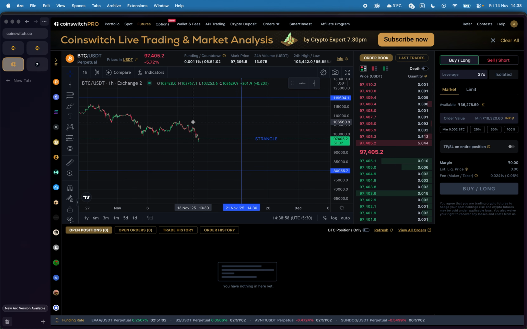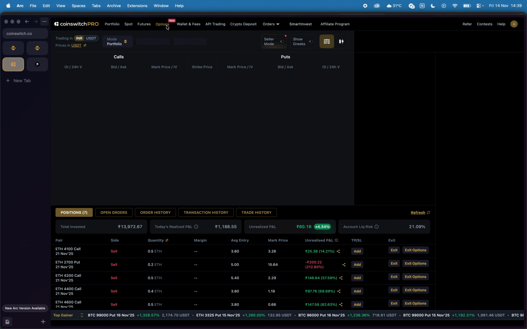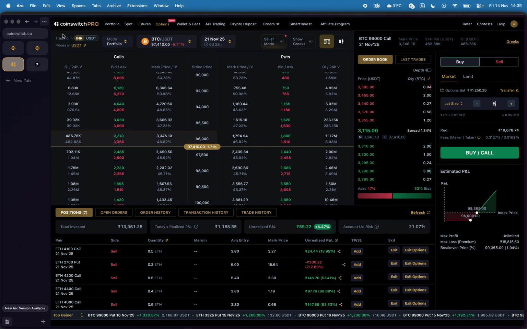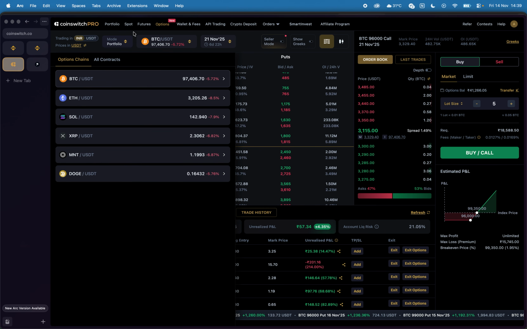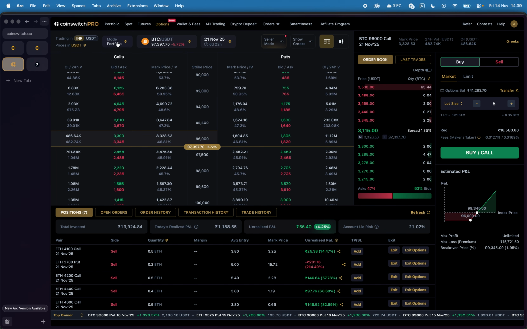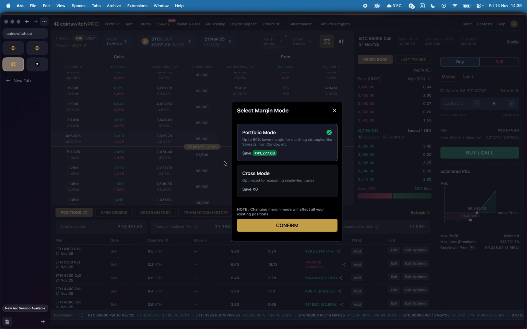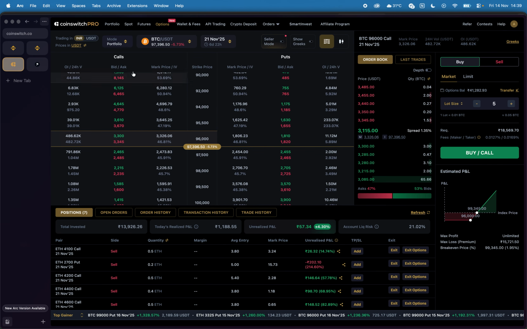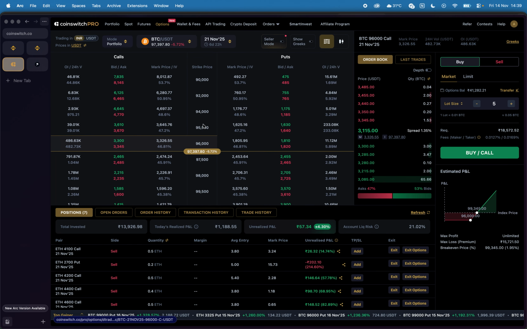Now let's see how we can deploy this in options. On the CoinSwitch platform, you can go to options. Make sure you are trading in INR and the prices are shown in USDT. Here I have selected Bitcoin and the expiry date is 21st November. There is a new feature called margin mode, which you can switch between cross and portfolio. Portfolio has a lower margin requirement, so that is what we are going to use.